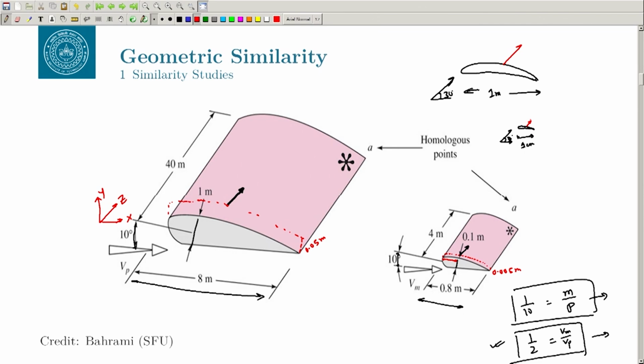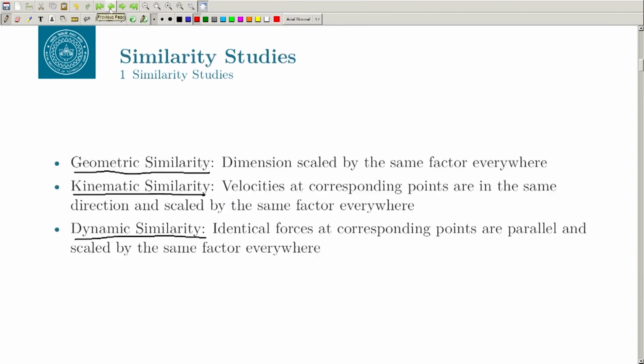Again, this factor can be different from the factors you used in the geometric or kinematic similarity, but the same factor should be applied everywhere in the domain. So, the forces are parallel, in the sense that they are in the same direction, and scaled by the same factor everywhere. For the dynamic similarity, you must have the geometric similarity and the kinematic similarity. If these two are satisfied, then you can talk about the dynamic similarity.